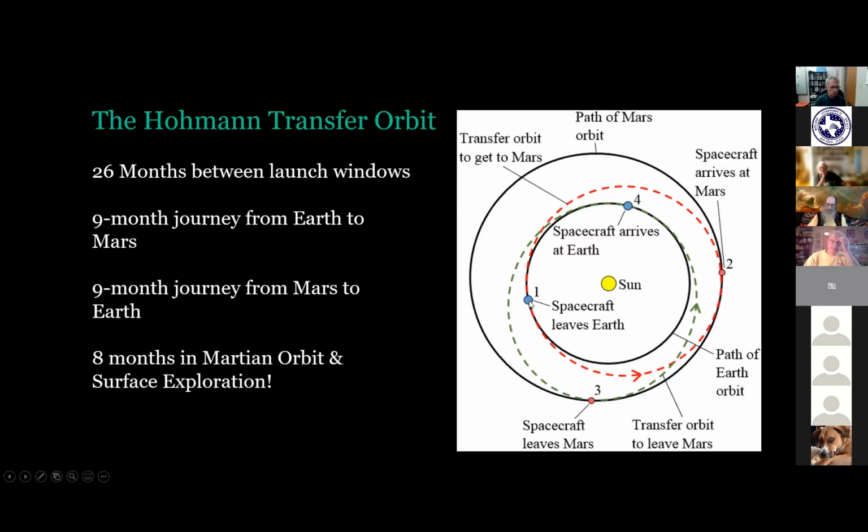So this is going from point 1 to point 2, and then you go around, you stay on the surface of Mars for a huge section of its orbit, and then you go from point 3 to point 4 back to the surface of the Earth.